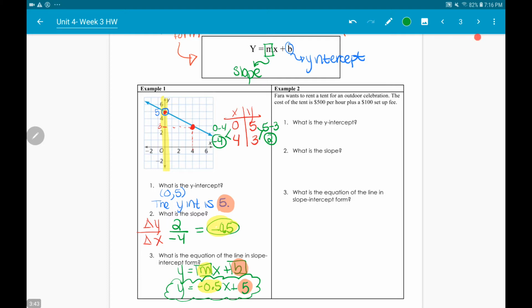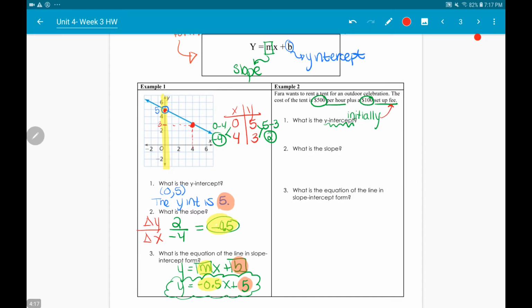So let's try another example. Farah wants to rent a tent for an outdoor celebration. The cost of the tent is $500 per hour plus $100 setup fee. All right, so my y-intercept is always what happens initially, or at the start. So that means before I even bought anything, before the hours start ticking, what is my initial cost? So no matter what, my initial cost is the setup fee. And you'll see a lot of times y-intercept is going to be associated with the word fee or setup, startup. So my y-intercept in this case is $100.